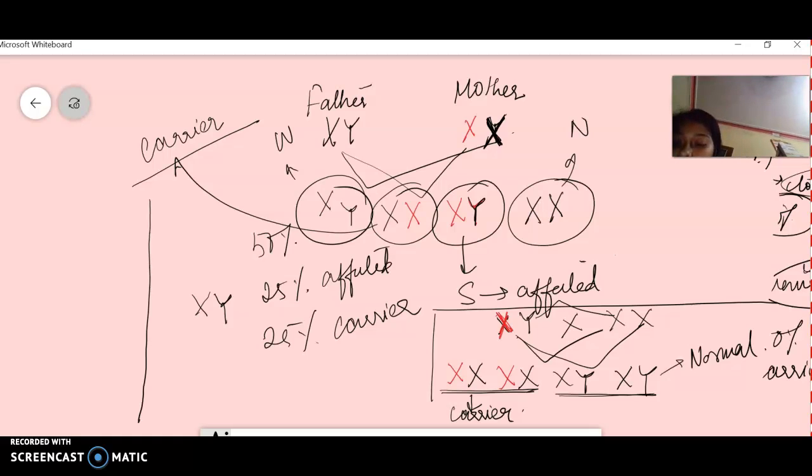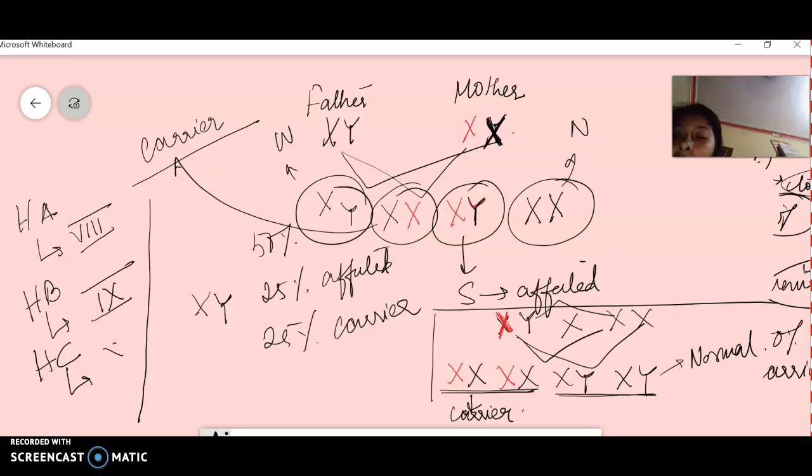Next, a bit of the theoretical aspect. If it is hemophilia A, the factor which is deficient is factor 8. Blood clotting factor 8 is deficient. In hemophilia B, it is factor 9 which is deficient. Hemophilia C is factor 11. And parahemophilia is factor 5.